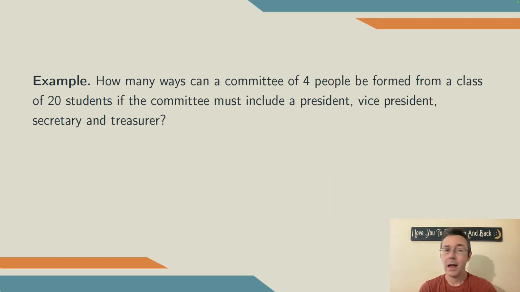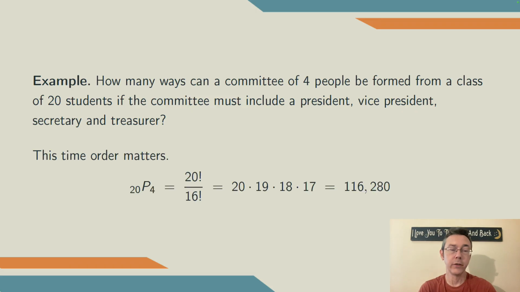Related example. How many ways can a committee of 4 people be formed from a class of 20 students if the committee must include a president, vice president, secretary, and treasurer? So this time order does matter. So we're talking about permutations. We're going to do 20 permute 4, 20 factorial over 16 factorial. We get 116,280. Again, remember, permutations count the number of ways that k things can be chosen out of n possibilities when order does matter, whereas combinations are selecting k things from a total of n when order does not matter.